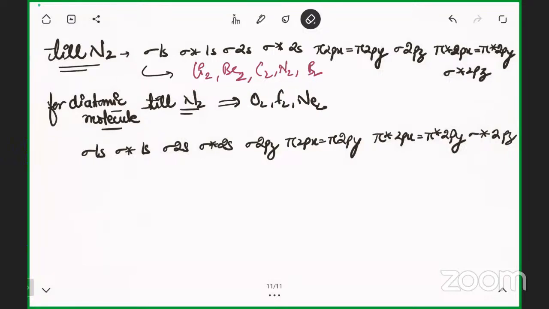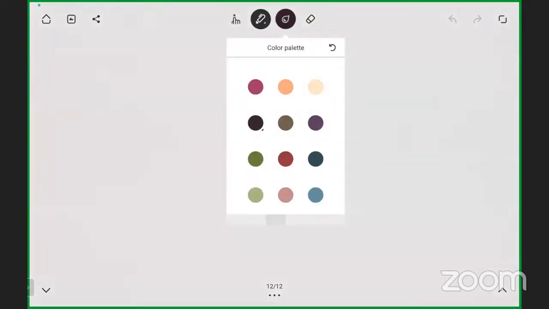Okay, so just take a screenshot. I'll give you 1 second only. Done? Yes, sir. Yes, sir. Okay, let's start making the energy level diagram.